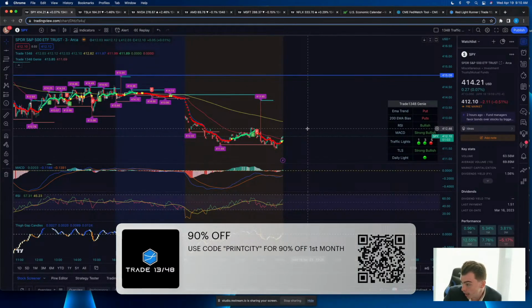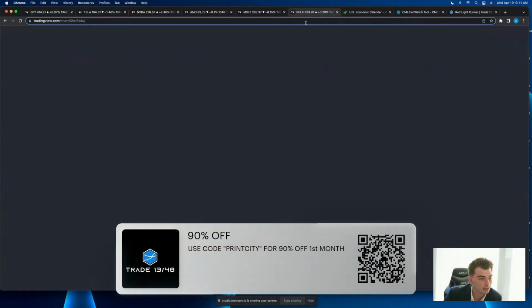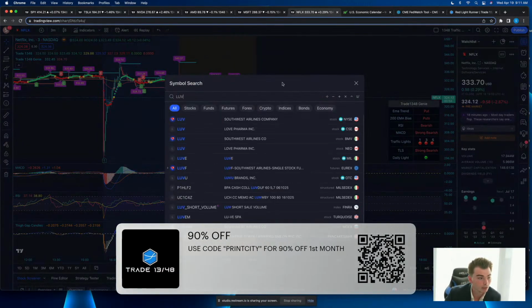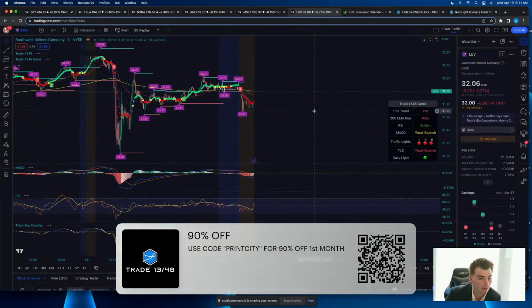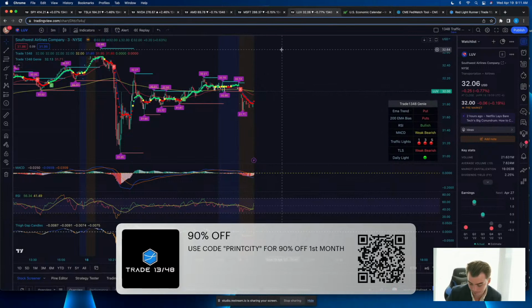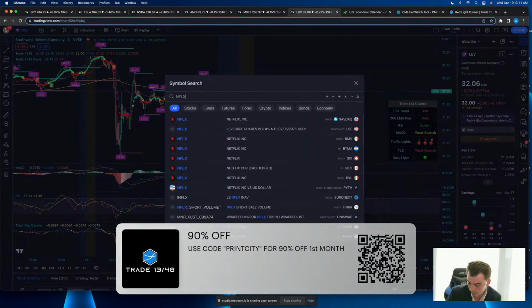Southwest grounded flights nationwide. Oh yeah, I saw that yesterday. What's Love doing in the pre-market here? How much are they down? Maybe it was off of that SPY movement there. I mean, that's not that crazy.